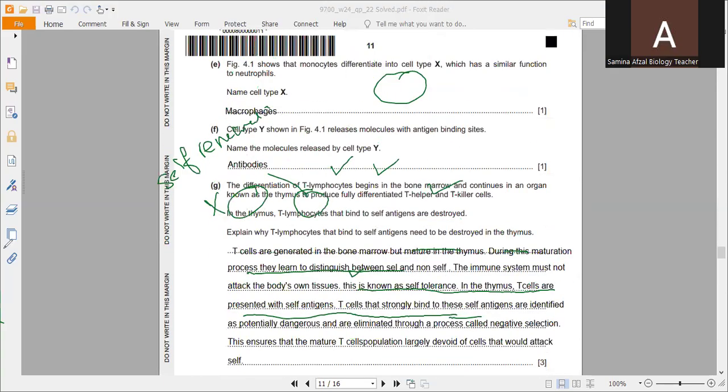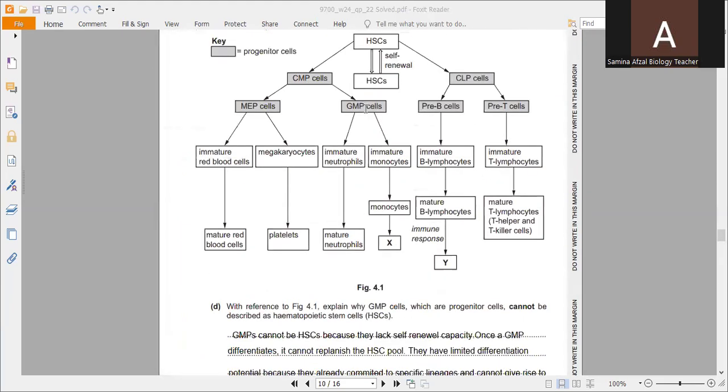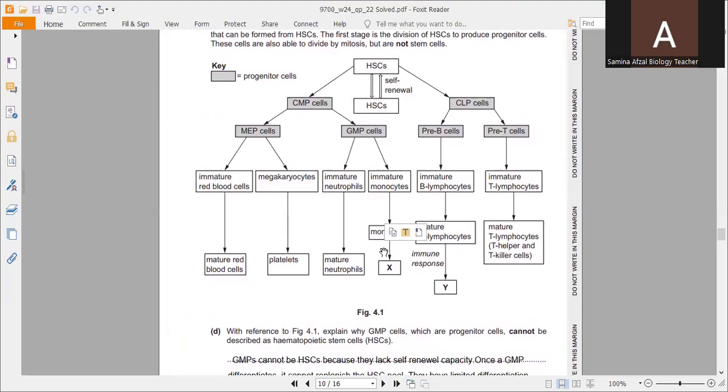Next question is figure 4.1. It shows that monocytes differentiate into cell type X, which has a similar function to neutrophils. Name type X. So this is monocytes, this is X, and this is Y. First of all, we have to talk about this and this. So what are these X cells? They are macrophages, or we can say phagocytes or mature monocytes.